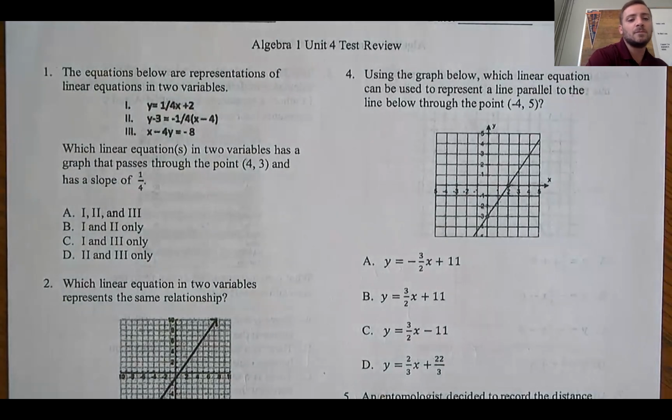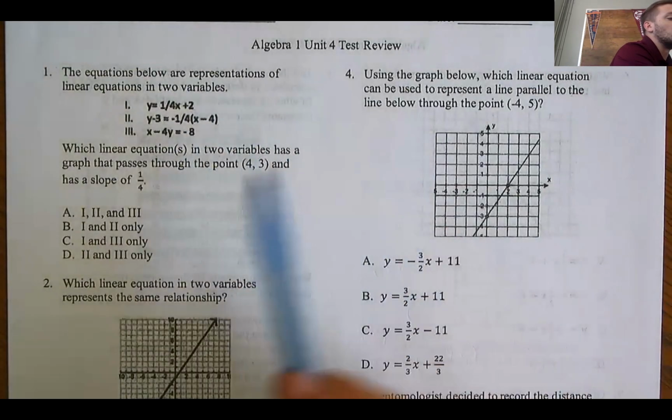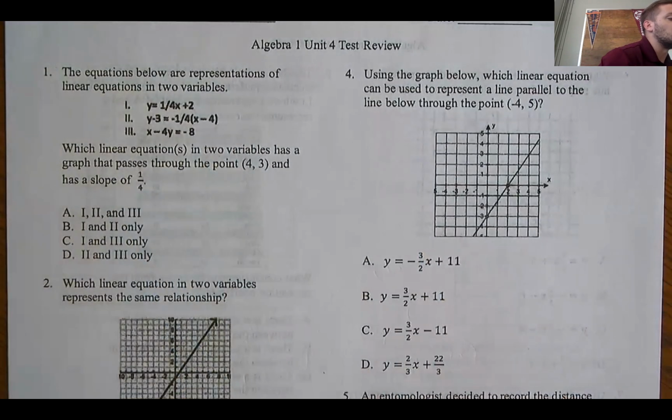All right, so question number 1 says the equations below are representations of linear equations. It's just saying here are 3 linear equations, which is the line that passes through the point (4, 3) and has a slope of 1/4. Whoa, okay, so it's asking which of these 3 would go through the point (4, 3) and has a slope of 1/4. So here's how I would go about this.